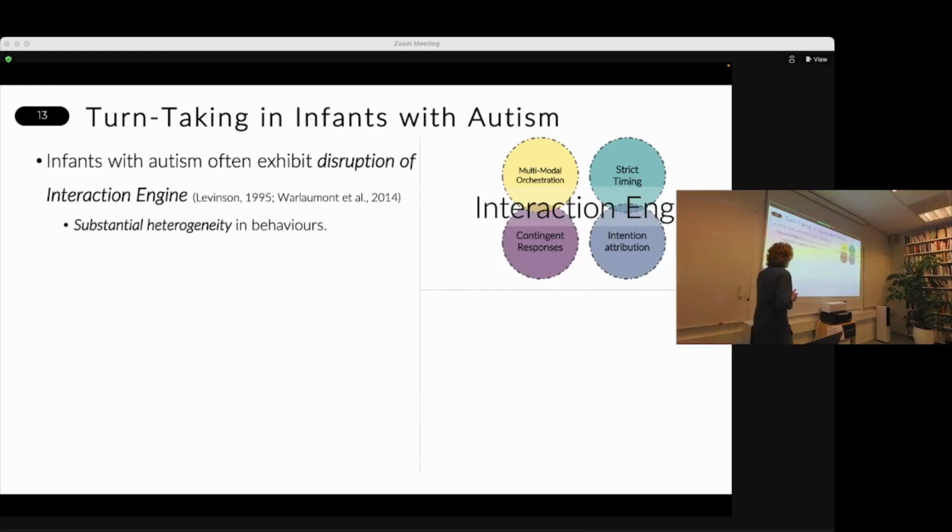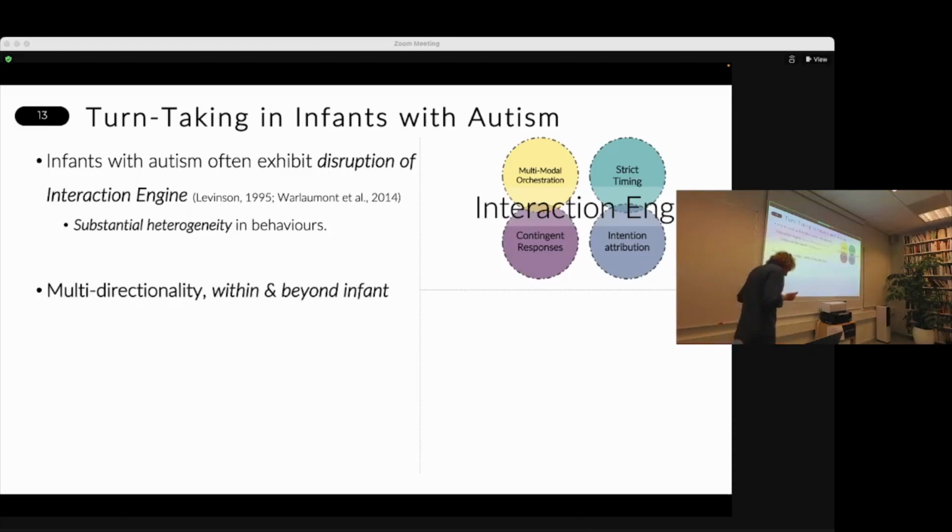But we also need to note that there's substantial heterogeneity in the behaviours associated with autism, that some diagnostic behaviours are more associated with social aspects of cognition, whereas others are associated with multimodal orchestration and so forth. Okay.